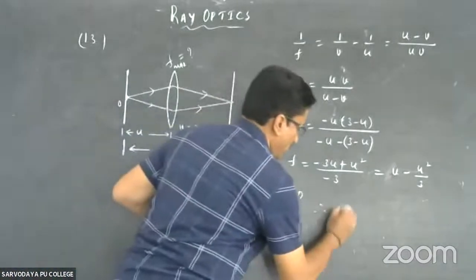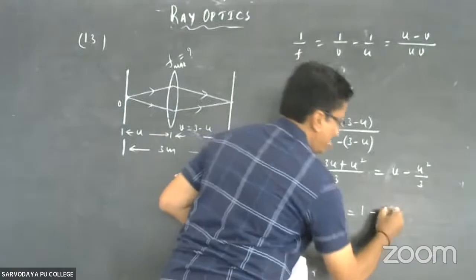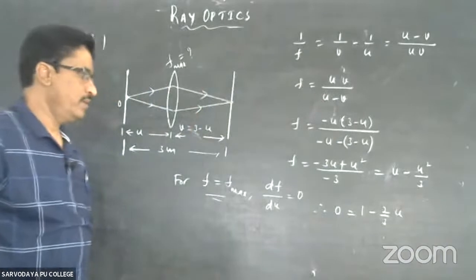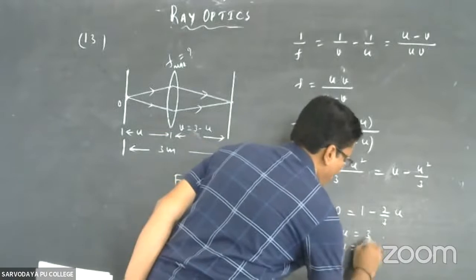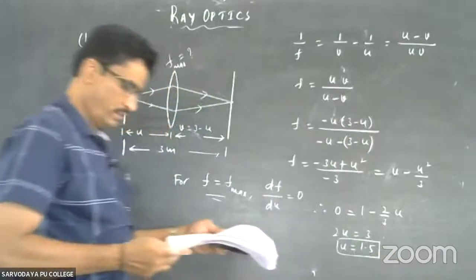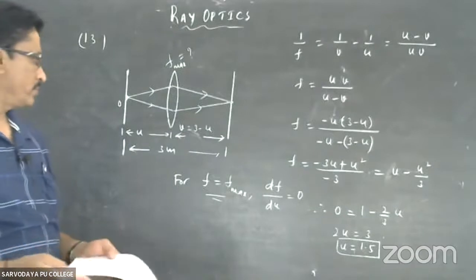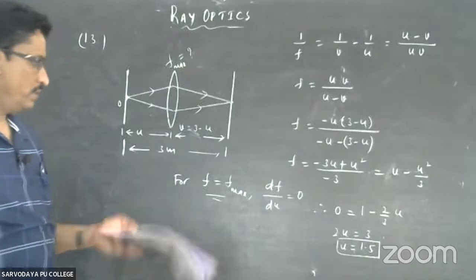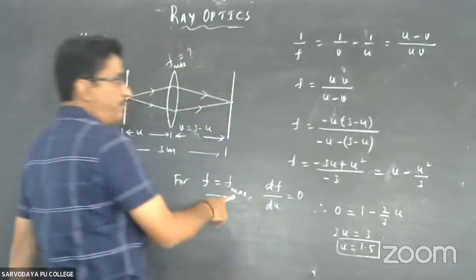Differentiation is 0. This is 1 minus 2u by 3. Therefore, 2u equals 3, u equals 1.5. u will be equal to 1.5 or it will be equal to 3 by 2. This will be the value of u once f becomes f maximum.